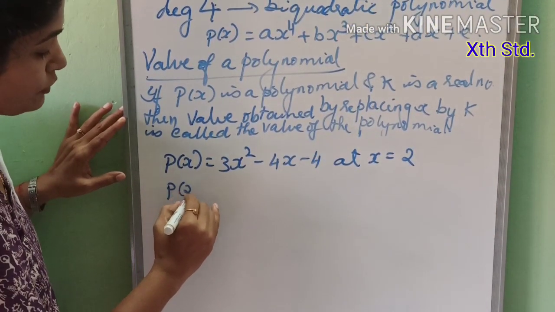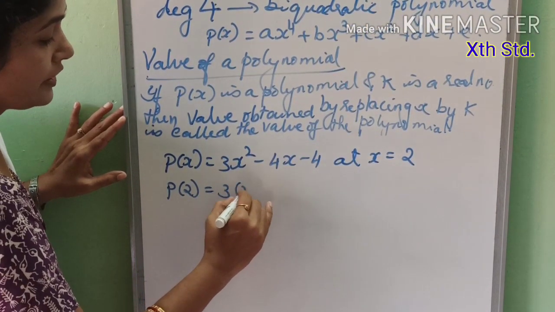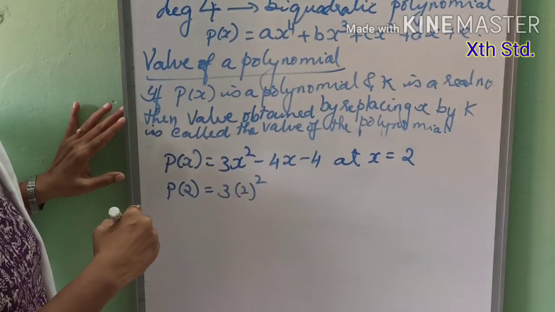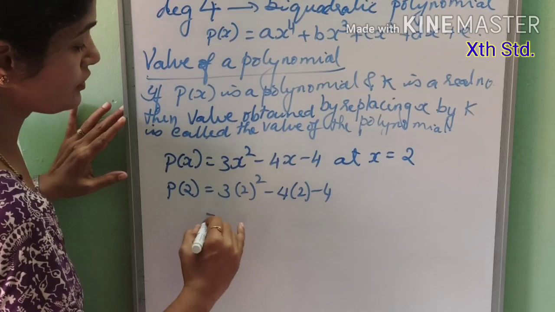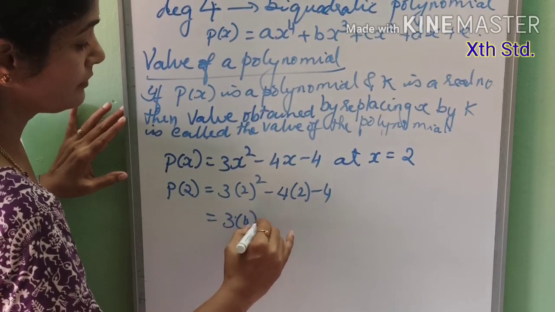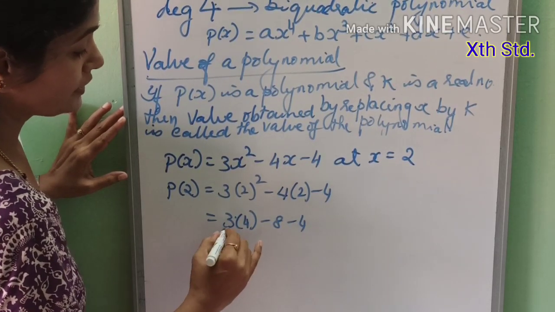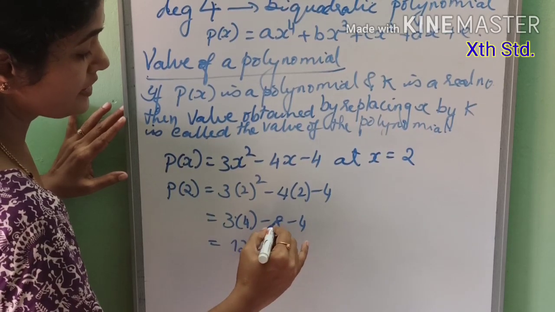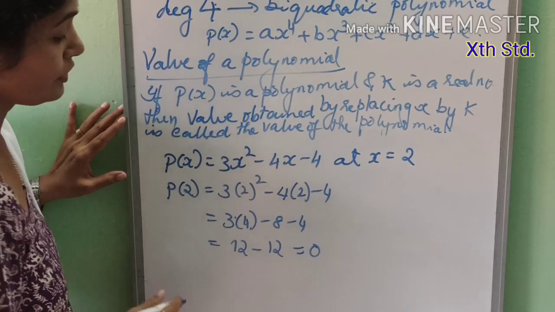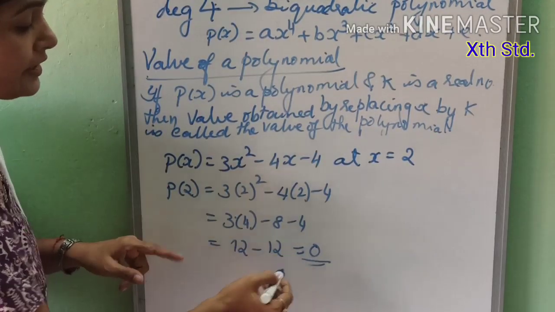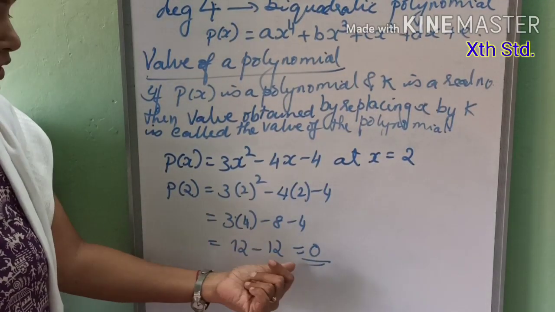Therefore, P of 2 is equal to 3 into, wherever x is there, you replace it by 2, minus 4 into 2 minus 4. If you simplify, 3 into 4 minus 8 minus 4. This is how much? 12 minus 8 minus 4, that is 12 minus 12. This is coming to be 0. The value of this polynomial at x is equal to 2 is 0.